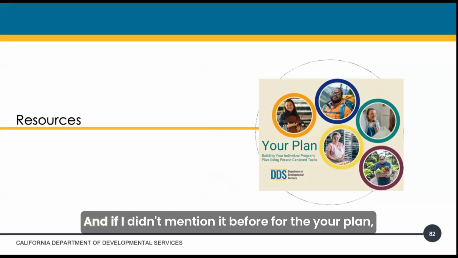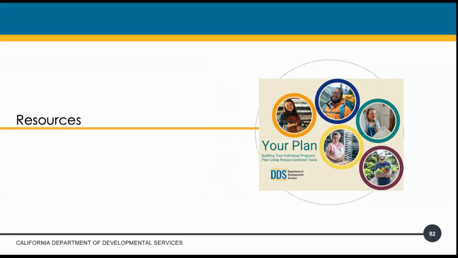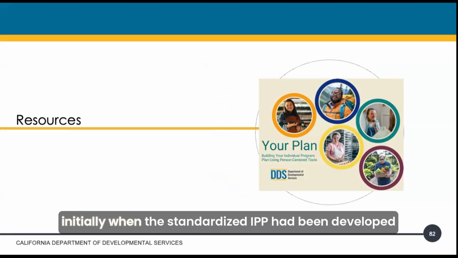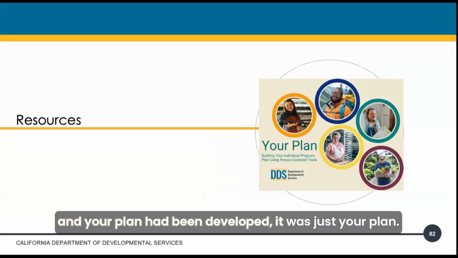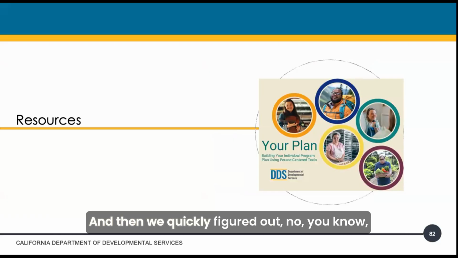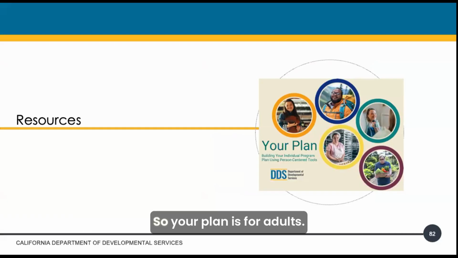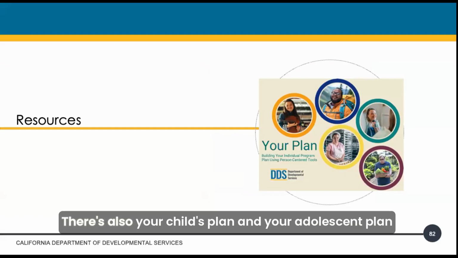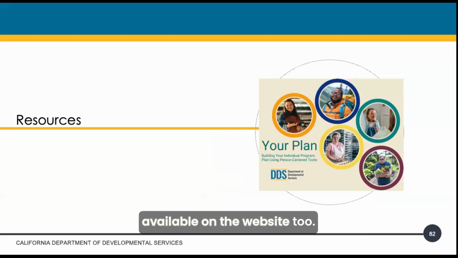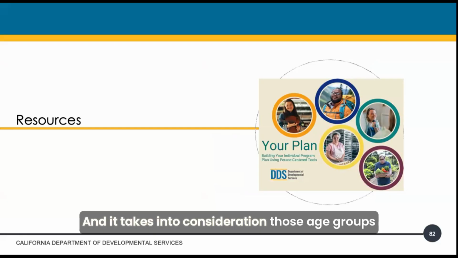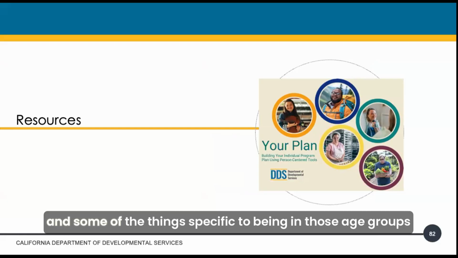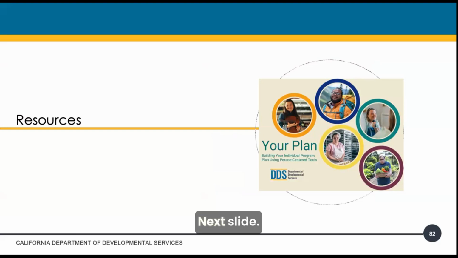And if I didn't mention it before, for Your Plan, initially when the standardized IPP had been developed and Your Plan had been developed, it was just Your Plan. And then we quickly figured out, no, we need to have guides for different age groups. So Your Plan is for adults. There's also your child's plan and your adolescent plan available on the website too. And it takes into consideration those age groups and some of the things specific to being in those age groups. Next slide.